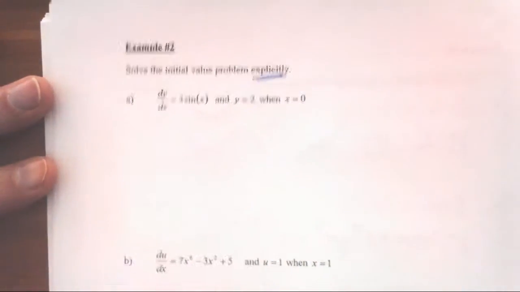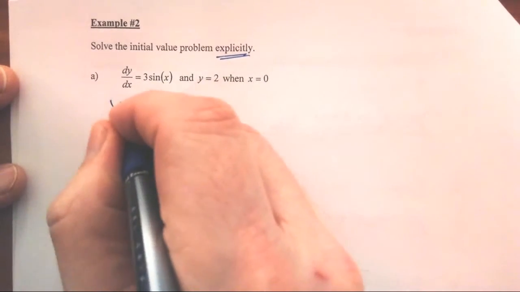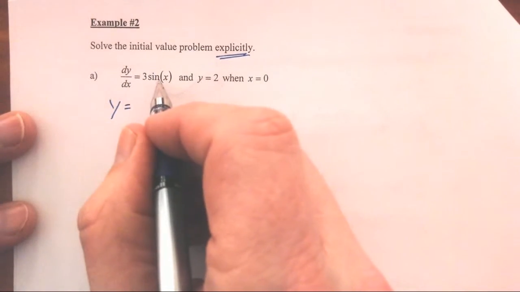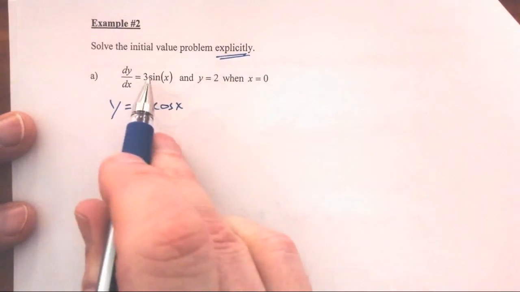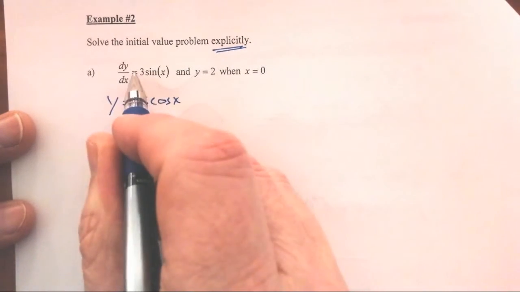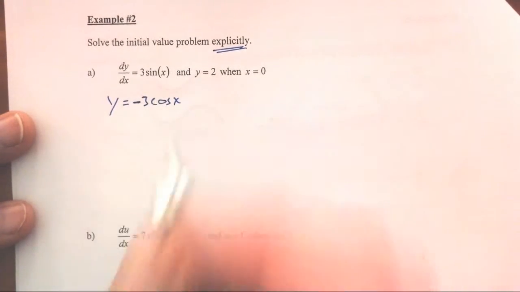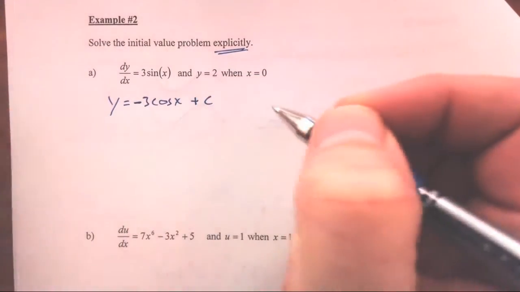Solve the initial value problem explicitly. Exactly. Well, it's like what we were just doing. We'd say y equals, the derivative of cosine gets me the sine, but the derivative of cosine doesn't include the 3. I'm going to add it. And the derivative of cosine includes a negative, so I need to cancel that. And this would be plus c.